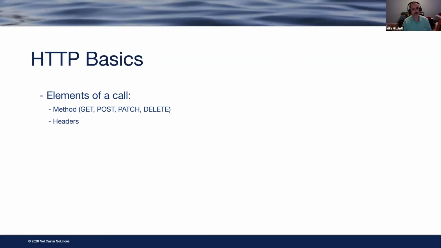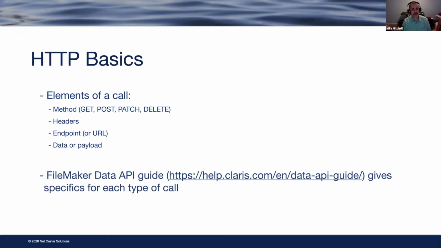Headers, the endpoint, or sometimes called the URL, the data or the payload, as it's sometimes called. The FileMaker Data API guide, and there's the link to it. It's in the help system. It gives you specifics for each type of call you may want to make. And we will look at several common calls when we get to the demo file.